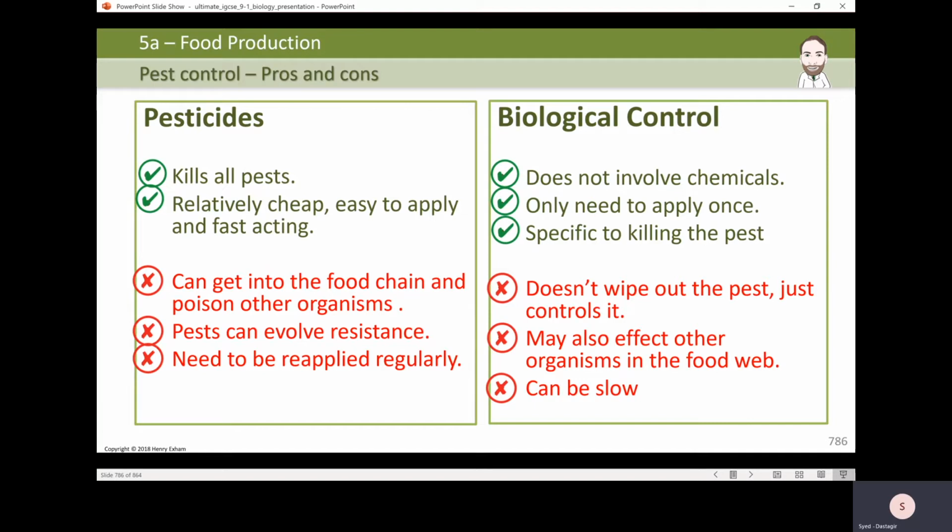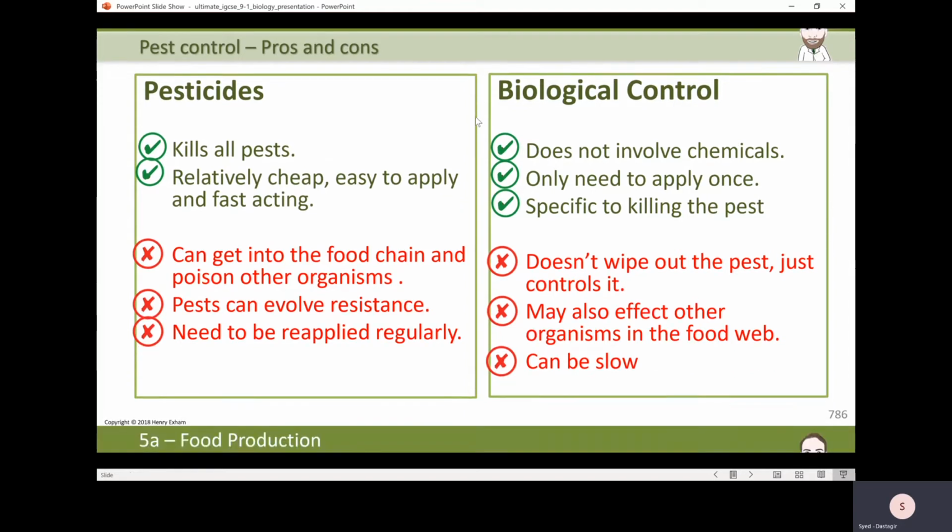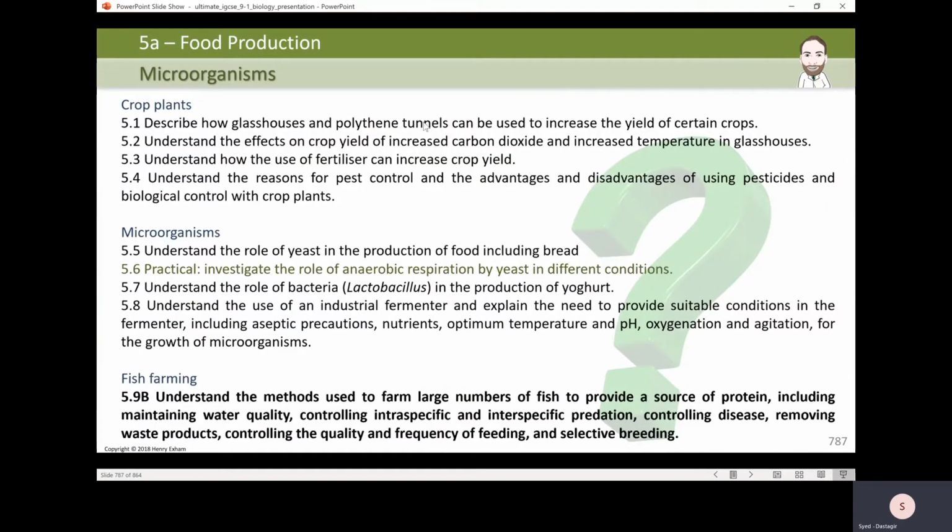Biological control doesn't involve chemicals, so they're organic. They only need to be applied once. They're specific to killing the pest, so it doesn't kill everything. So only that pest that the insect or biological control eats, it will remove. It doesn't wipe out the pest, it just controls it, however, which is a bad thing. It doesn't completely eat it or wipe it off. It may also affect other organisms in the food web, introducing another organism within that environment, and it can be a very slow process.